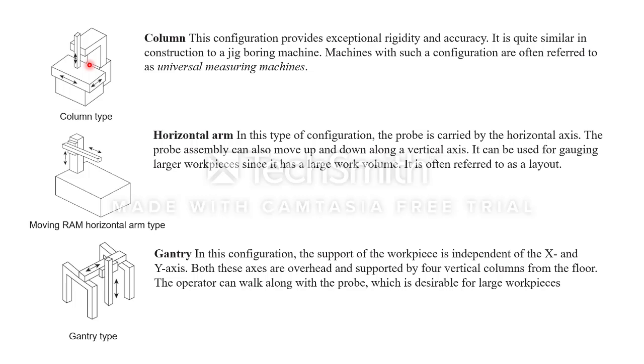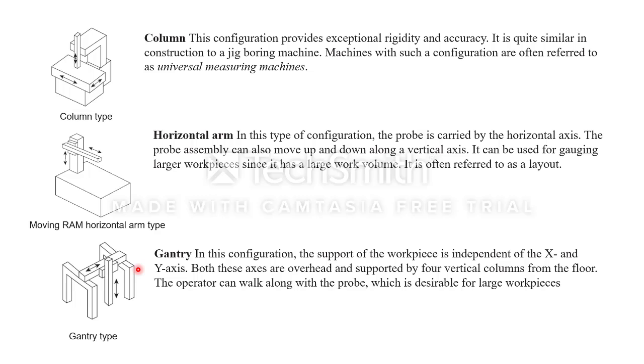Right, now coming to the horizontal arm. This can also be called a moving ram horizontal arm type. Here the horizontal movement is given for the probe, and there is a motor attached which can also work vertically. So if my job or workpiece is very large in area, then we will prefer these types of machines.